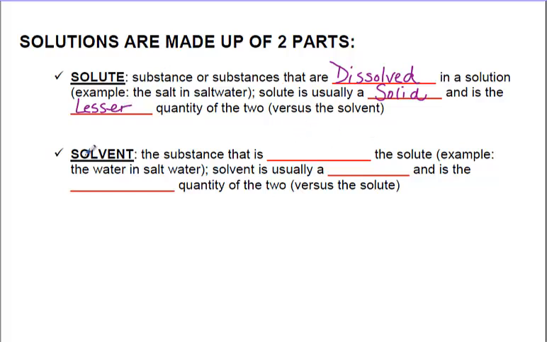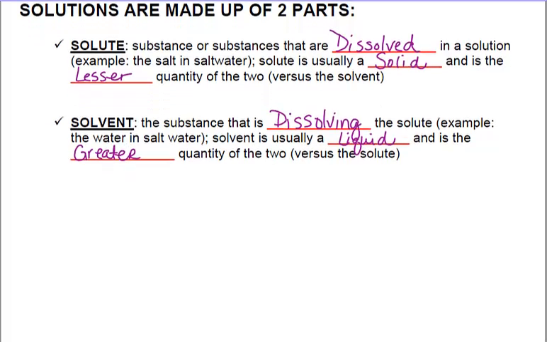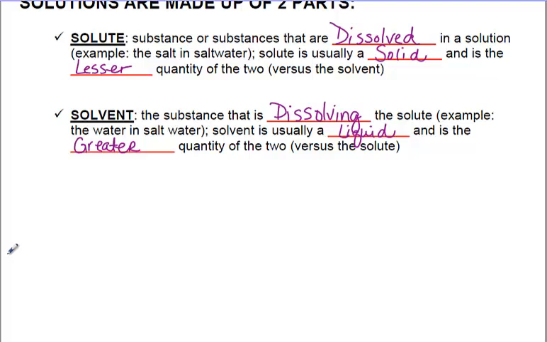So the solvent is actually what is doing the dissolving, the substance that is dissolving the solute. For example, the water in the salt water. The solvent is usually a liquid and is the greater of the two quantities in the mixture. Okay, so generally you're going to have more water than whatever solute you have.